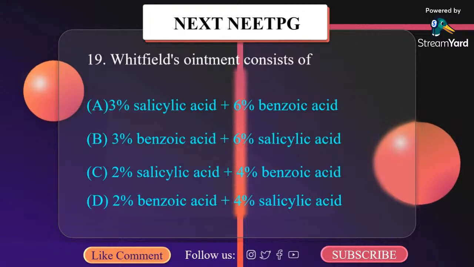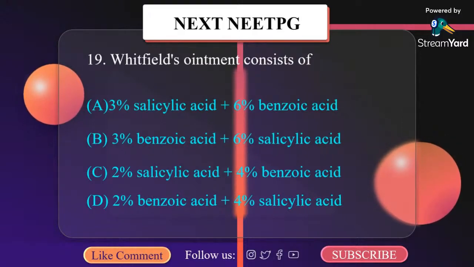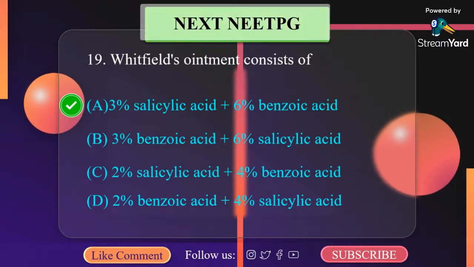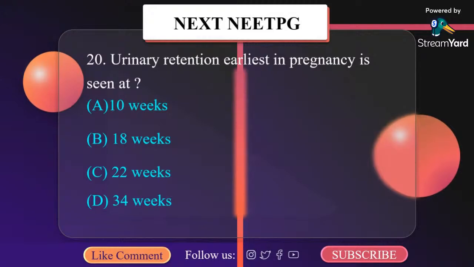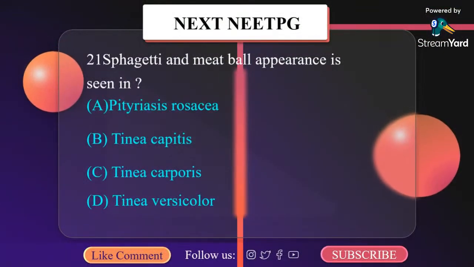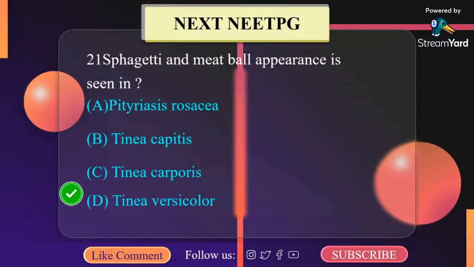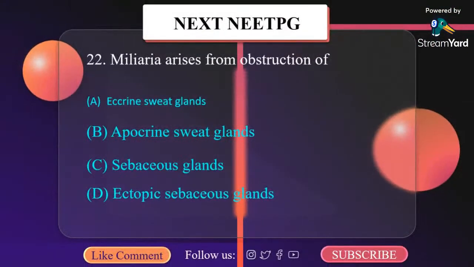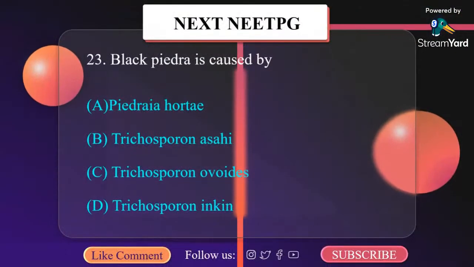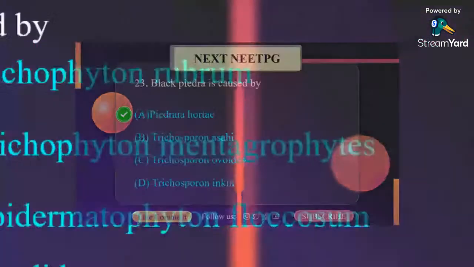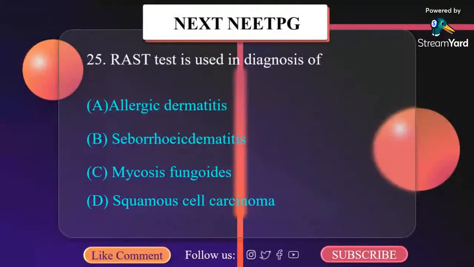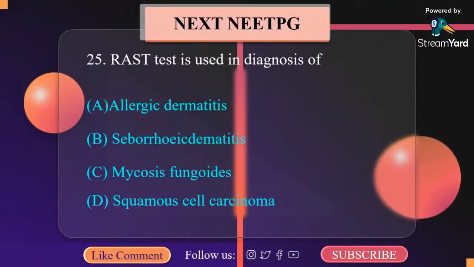Whitfield's ointment is 3% salicylic acid plus 6% benzoic acid, 3% benzoic acid plus 6% salicylic acid, or 2% salicylic acid plus 4% amino acid. It is A. Urinary retention earliest seen in pregnancy is seen at 18 weeks, 10 weeks. Spaghetti and meatball appearance is seen in tinea versicolor. Miliaria arises from obstruction of apocrine sweat ducts. Black piedra is caused by Piedraia hortae. Onychomycosis is most commonly seen in Trichophyton rubrum. RAST test is used in diagnosis of allergic dermatitis.